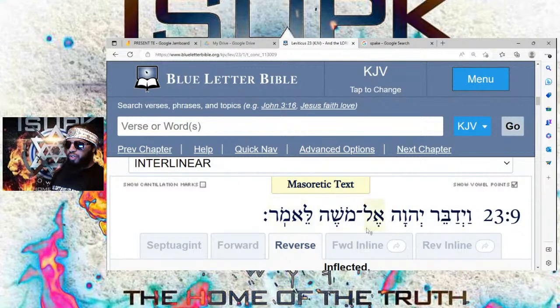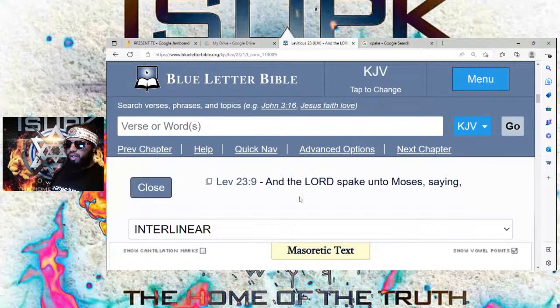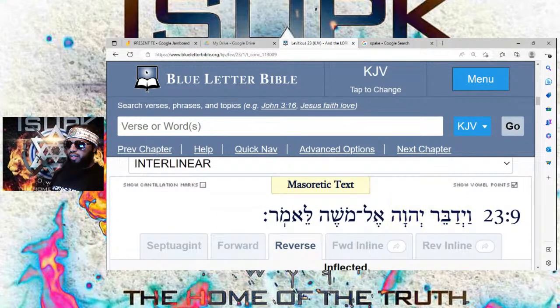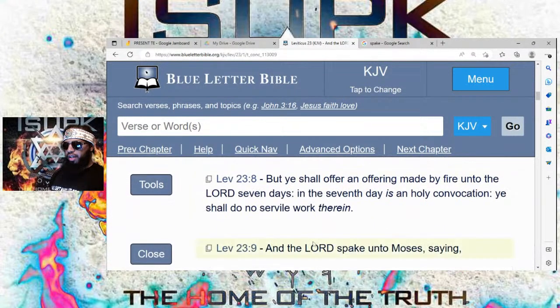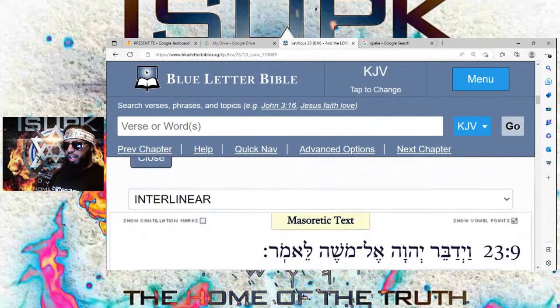So once you see that, wayadabar, that's how you know. And he spoke to Moses, saying. Now, of course, it's saying, and the Lord spake unto Moses, saying. All right. You see how the Lord's name is right here? All right. That's just how it's set up. If you put Yahweh in the front, it would still mean the same thing. And the Lord spake unto Moses, saying, it would say the same thing.